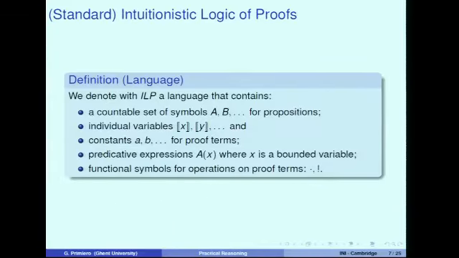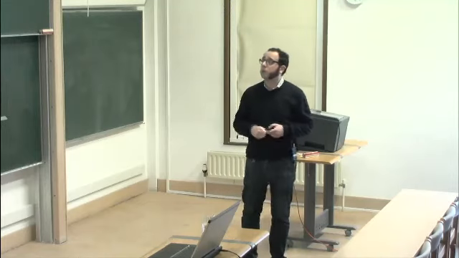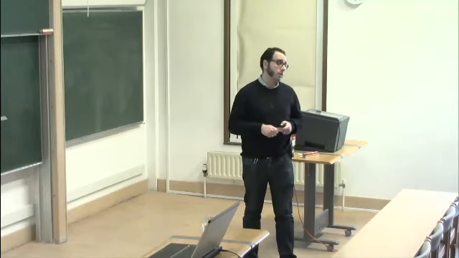So what is the standard setting? For now, just the standard setting of intuitionistic logic of proofs is a language that contains a countable set of symbols for propositions, individual variables in brackets for proof terms and the related constants to substitute those proof variables, and then it has predicate expressions and functional symbols. The two functional symbols I will use are, as I said, application and the proof checker. The proof checker is basically the operation that iterates proofs, and it simulates the axiom for iteration of boxes from S4.